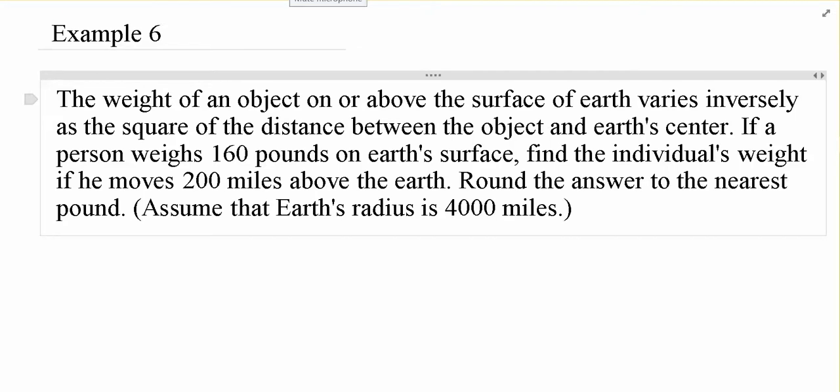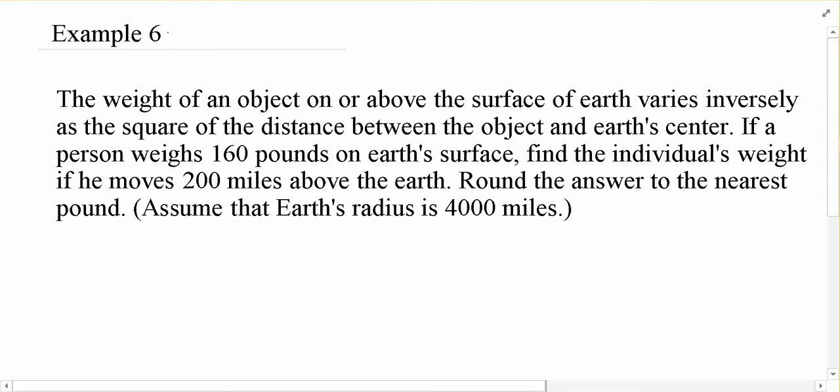So let's take a look at this word problem here. Now, we're going to start off in the understand step, reading through it. The weight of an object on or above the surface of the Earth varies inversely as the square of the distance between the object and the Earth's center. If a person weighs 160 pounds on Earth's surface, find the individual's weight if he moves 200 miles above the Earth. Find the answer to the nearest pound and assume the Earth's radius is 4,000 miles.